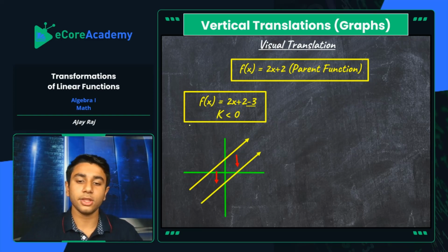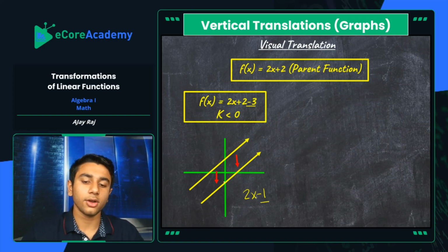This graph is going to be the graph of 2x minus 1, because right here we see this k value here. You can subtract that from 2. We know that our y-intercept has now changed to -1. Therefore, our graph here is at -1 for our y-intercept, and it's just shifted down 3 units.